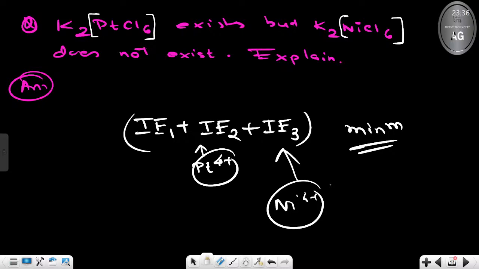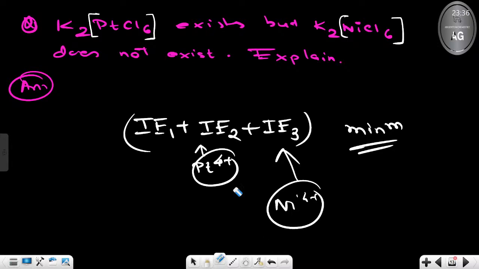Data are available, but data will not be needed. What you have to know is this thing. Pt4+ is more stable than Ni4+, but Pt2+ is not as stable, and Ni2+ is more stable than Pt2+. So these are some reasons that you need to know.